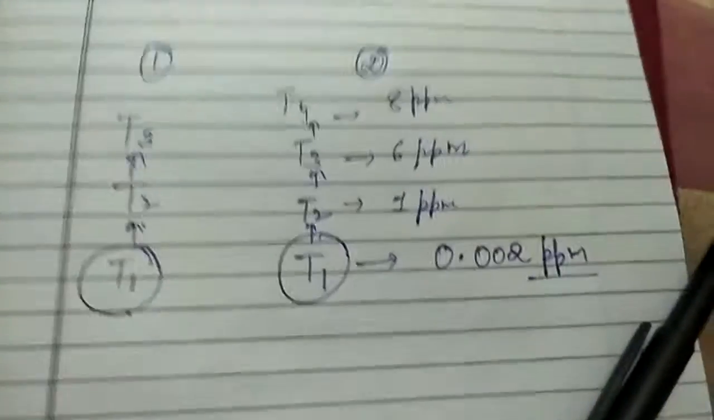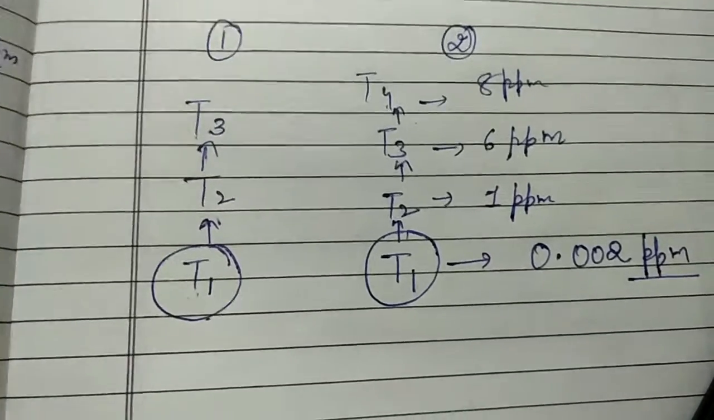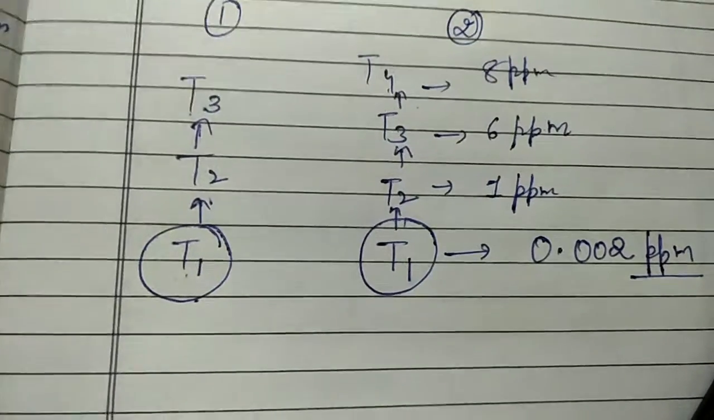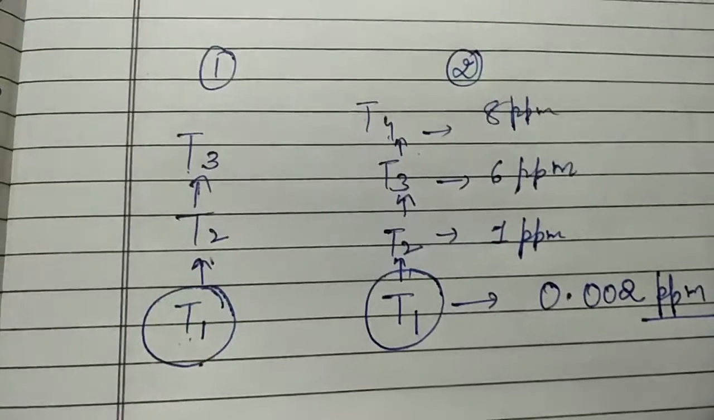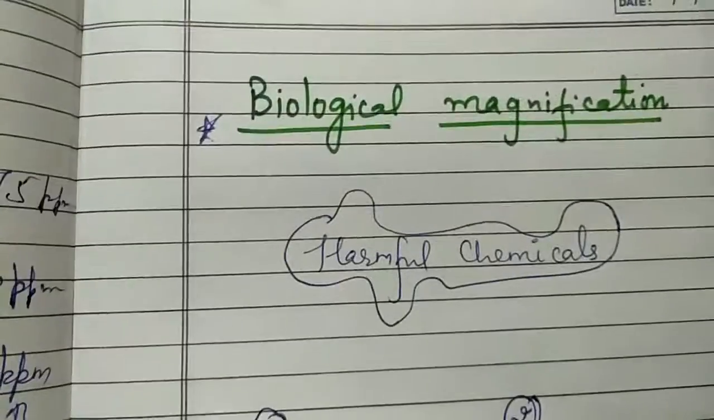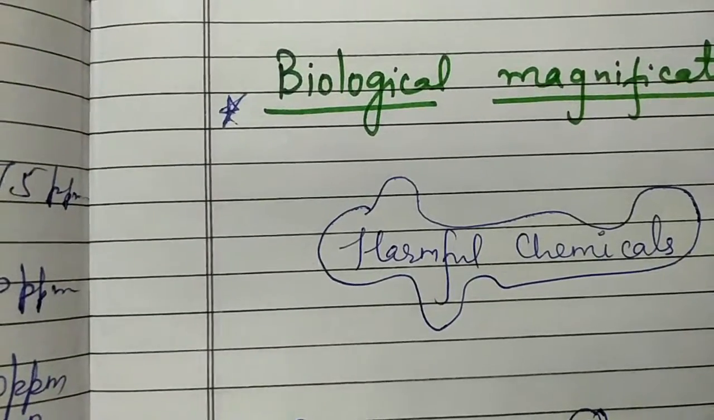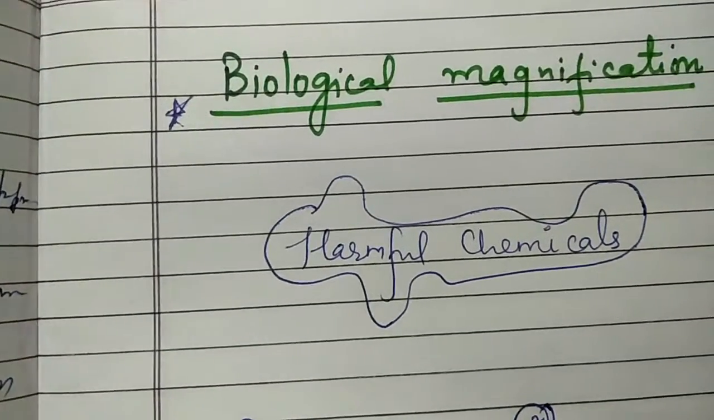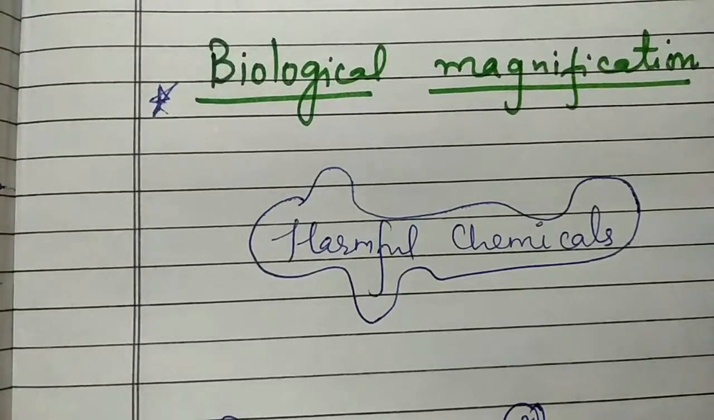So what you get from this is that when we move from a lower trophic level to a higher trophic level, the amount of chemical substance is going to increase. It is progressively increasing. This concept is called biological magnification, which means the process by which non-degradable chemicals are progressively increased by accumulation at different trophic levels in a food chain.